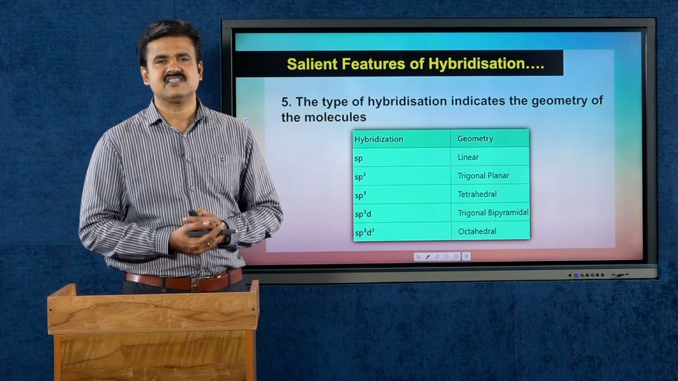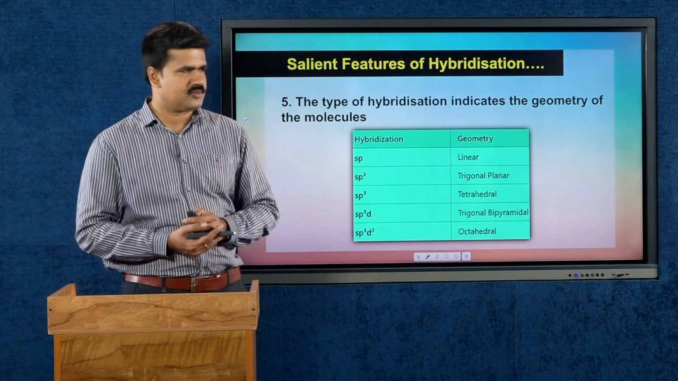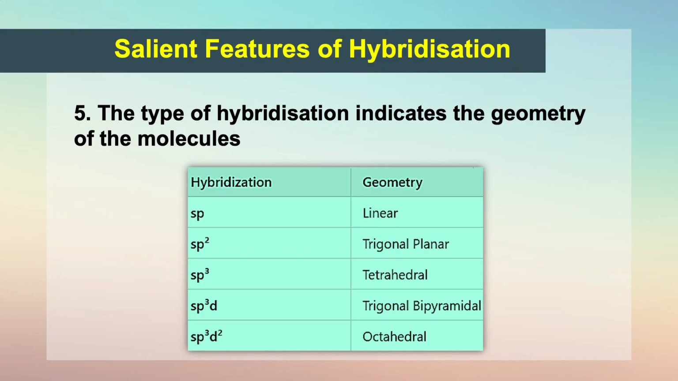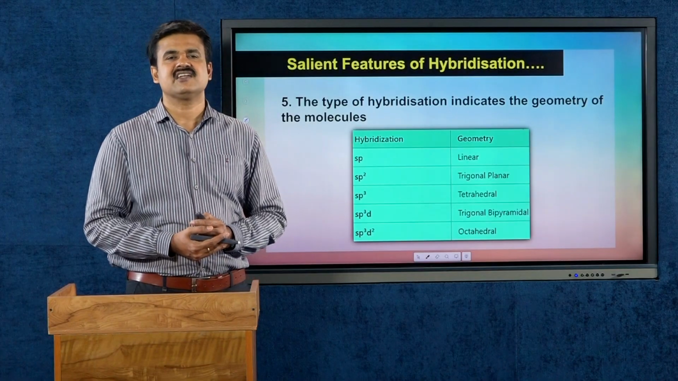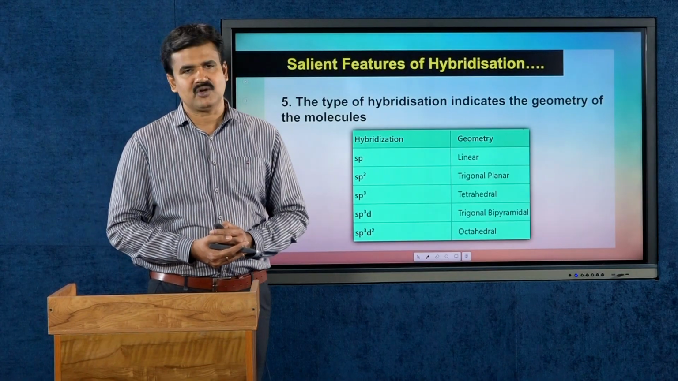This is a chart that is showing hybridization and geometry. In the first column, the hybridization is shown. In the second column, the corresponding geometry is also shown. For instance, the sp hybridization leads to linear geometry. sp2 hybridization gives trigonal planar geometry. sp3 hybridization gives tetrahedral geometry. sp3d hybridization produces trigonal bipyramidal geometry, and sp3d2 hybridization leads to the octahedral geometry. So, hybridization determines the geometry of the molecule.